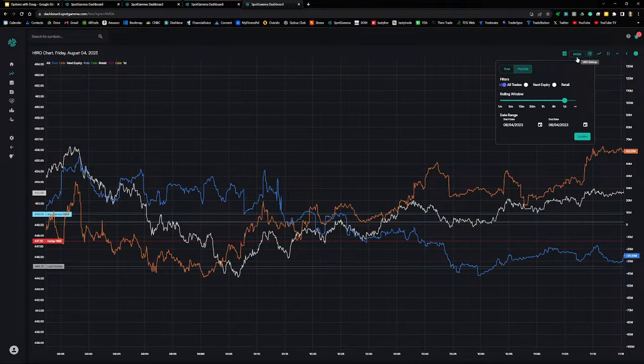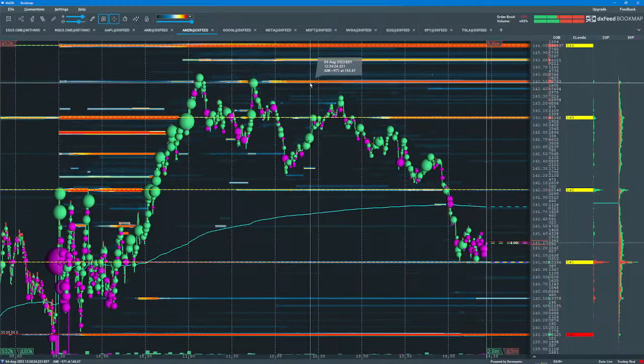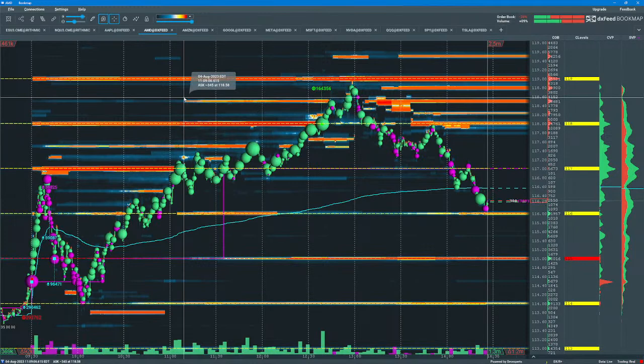And let's go back to the total signal. Total signal still positive for the day, just less than 35 million at this point in time. All right, let's go to Bookmap. So we did not look at AMD. We need to look at AMD. This was a great long setup.